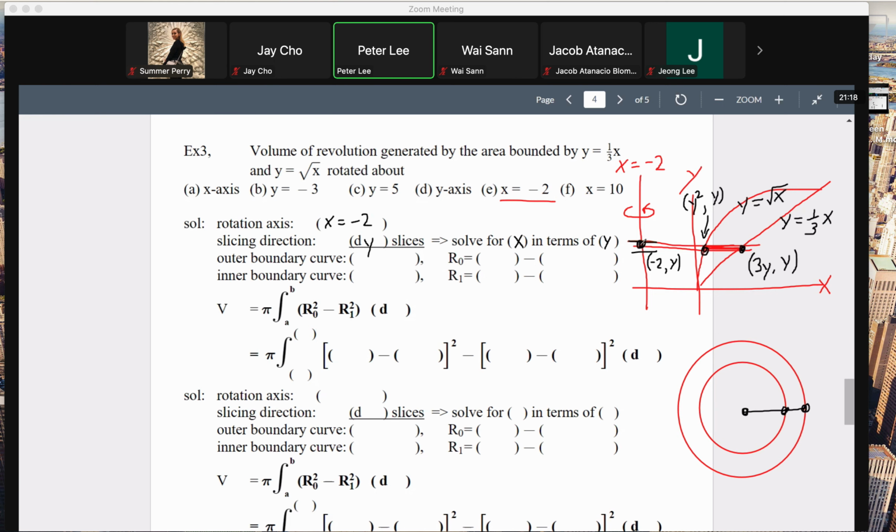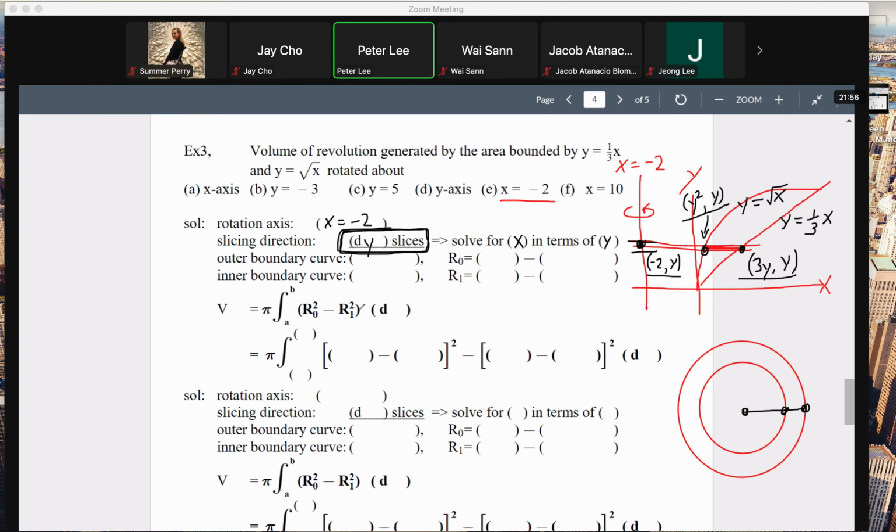So we now have identified this point right here is -2 comma y. This point is y squared comma y. This point is 3y comma y. With dy slicing, everything must be written in terms of y. If it's dx slicing, everything has to be written in terms of x. Again, the slicing direction is critical here. If you make a mistake here, you cannot recover. If your slicing direction is different, you cannot possibly get the right answer. It's impossible to get the right integral.